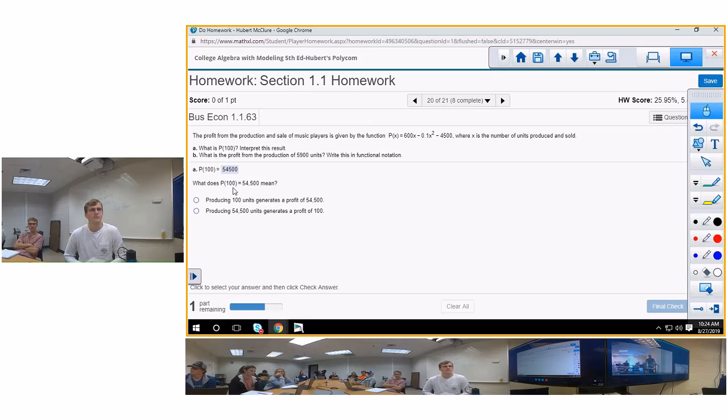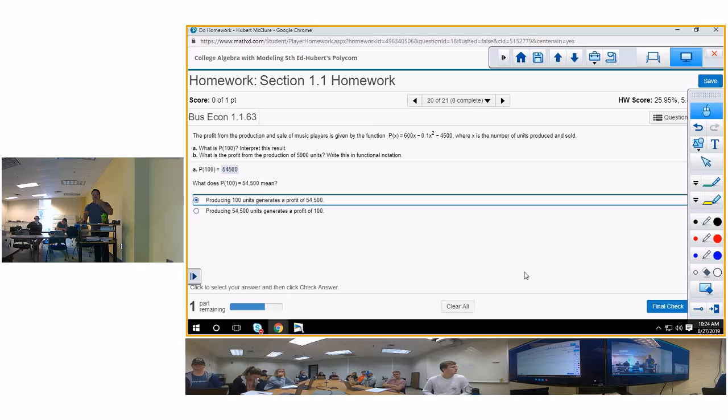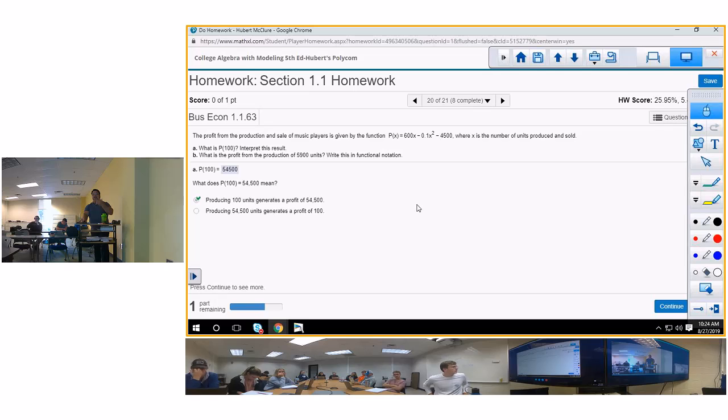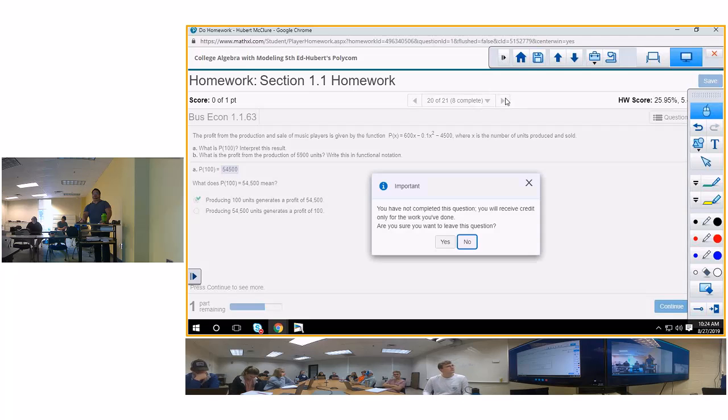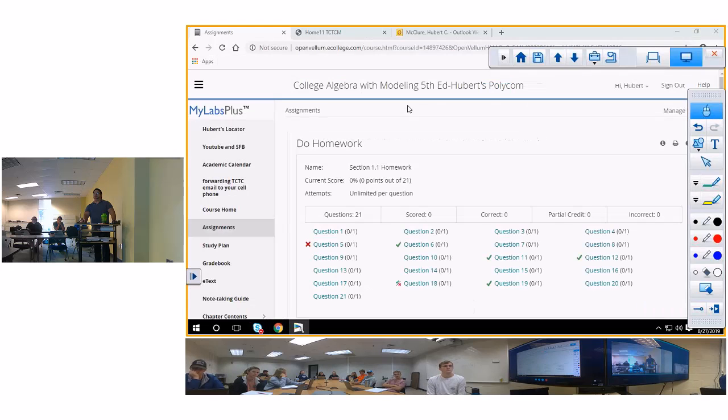What does P of 100 equal? All right, which one is it? 100 units generate a profit of 54.5. Yeah. Some of these are kind of insulting your intelligence. That's why I like to go through and pick problems and tell you which ones are good, but I've already done all your homework for you on 1.1, so I'm going to move on to 1.2. All of 1.1 is plug and chug. Y'all got that? You think y'all can do 1.1 homework now?